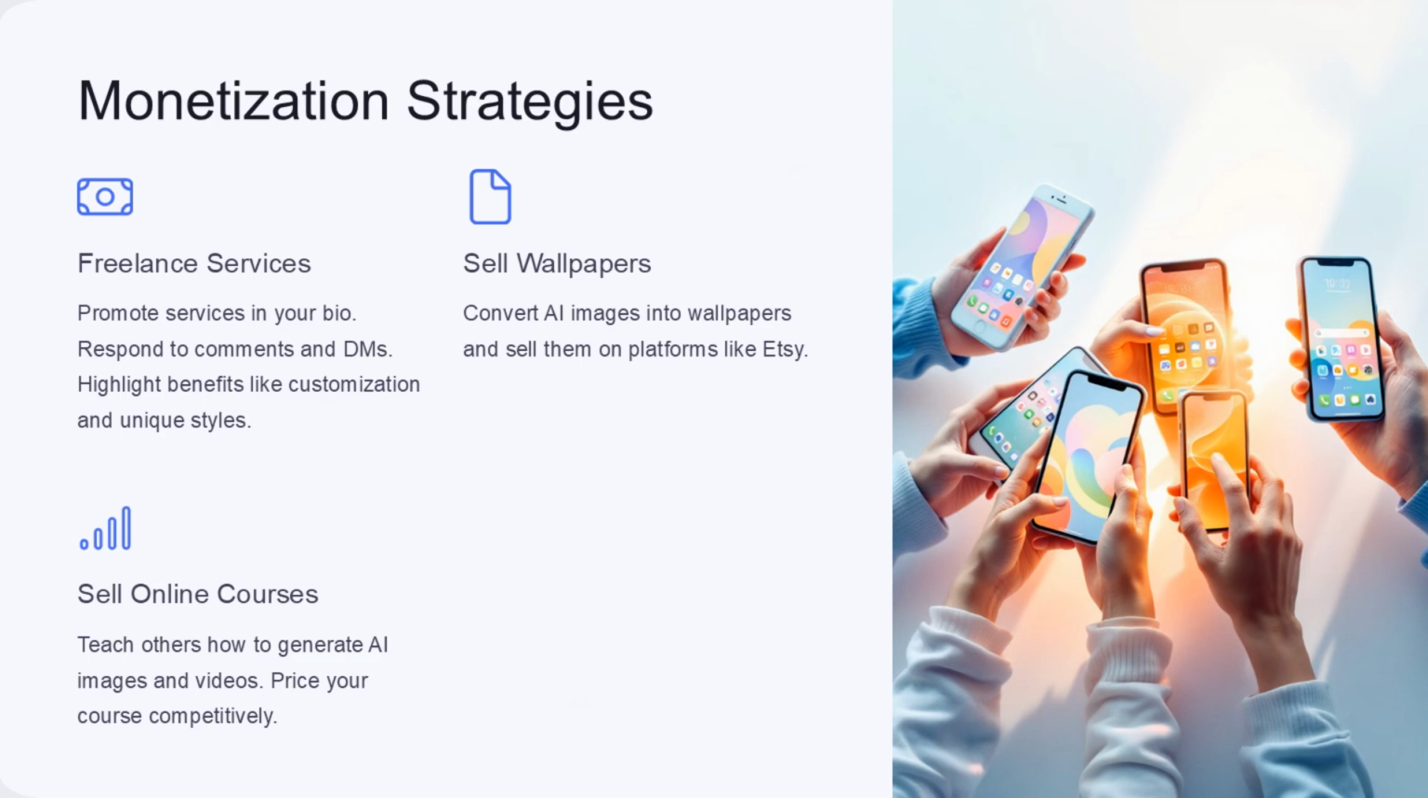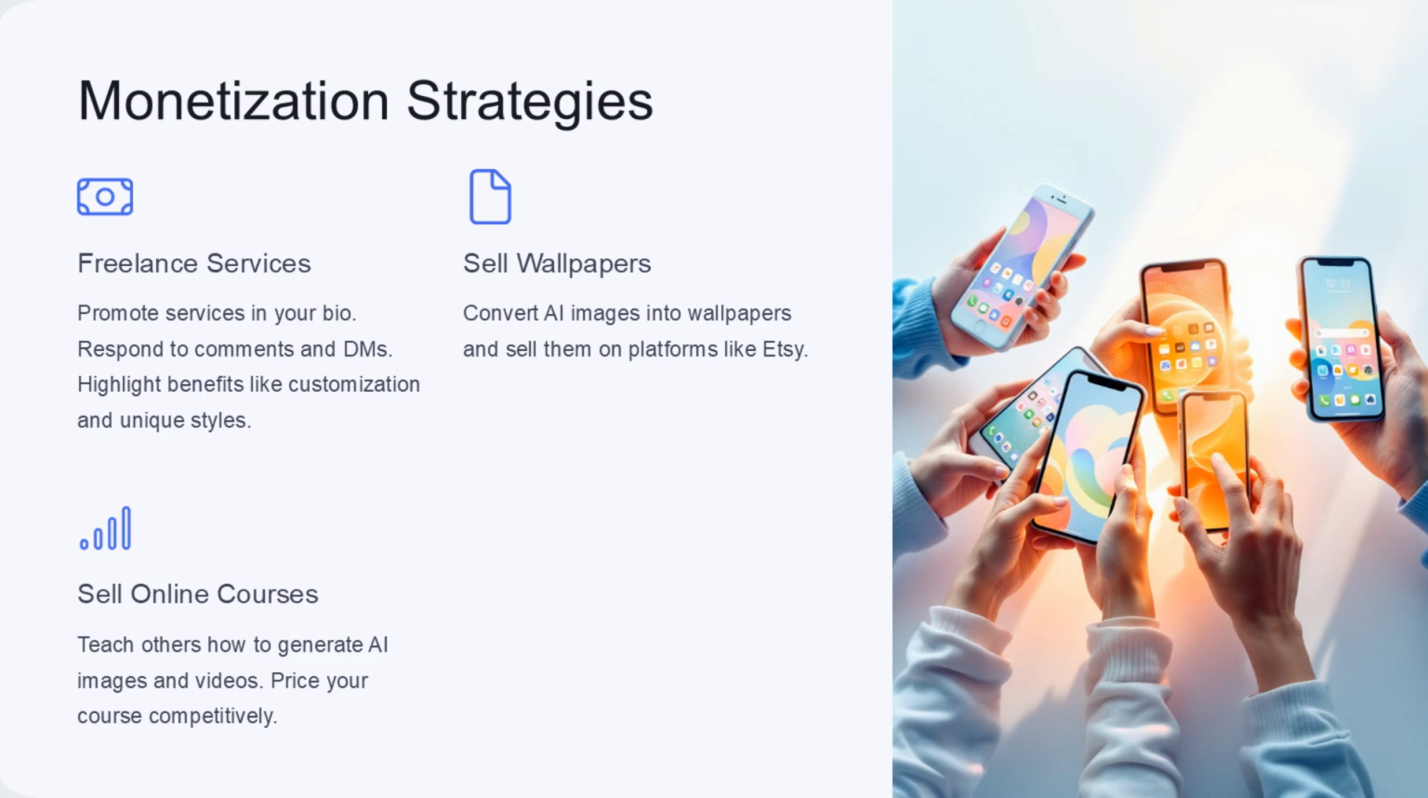2. Sell wallpapers. Convert AI images into wallpapers and sell them. Platforms like Etsy are ideal for reaching customers. Pricing: sell each wallpaper for $3, e.g., 1,700 sales equal $5,100. Why people buy. Many can't create high-quality AI images due to lack of skills in crafting prompts.